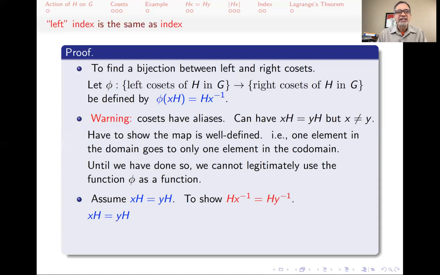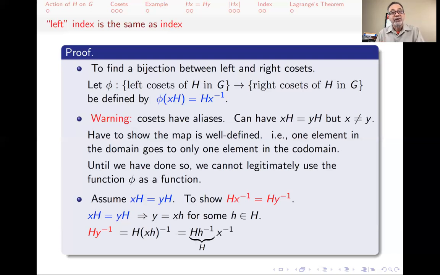Well, if xh is the same as yh, then y is x times h. Let's look at Hy inverse. Hy inverse will be H(xh) inverse because y is xh, and (xh) inverse, again, by the Socks and Shoes theorem, is h inverse x inverse. But capital H inverse is just H, because h inverse is in H, and we said that if you have the right coset, capital H times some element of that subgroup, you get that subgroup back. And so we're left with Hx inverse, which is what I wanted to prove. So I proved that this map is well defined.